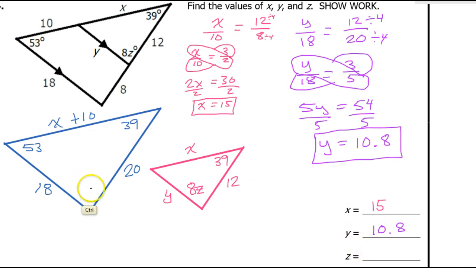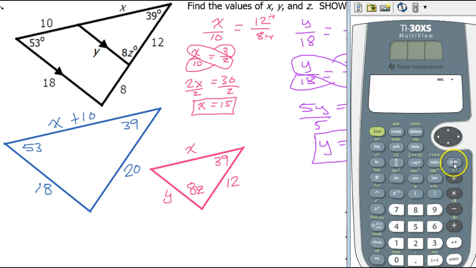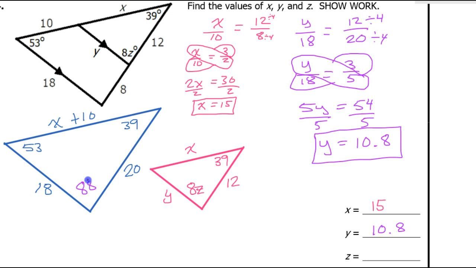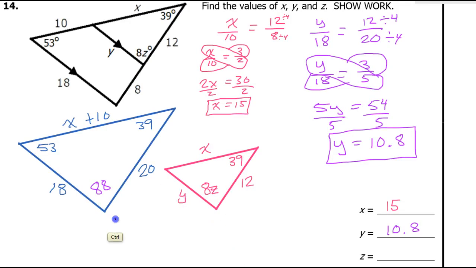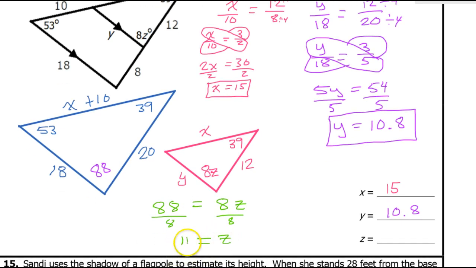Well, for starters, we should be able to find the third angle of the large triangle, because we know that all the angles in a triangle have to add up to 180. So if I start with 180 and I subtract these two angles, so minus 53 minus 39, that gives me 88. So that means this missing angle is 88. Okay, now look, the corresponding angles are congruent. All right, these will be similar triangles, so the corresponding angles will be congruent. So that means 88 should equal 8z. So I can just make a little equation out of that. I can say 88 equals 8z. And then if I just divide both sides by 8, I discover that z is equal to 11.